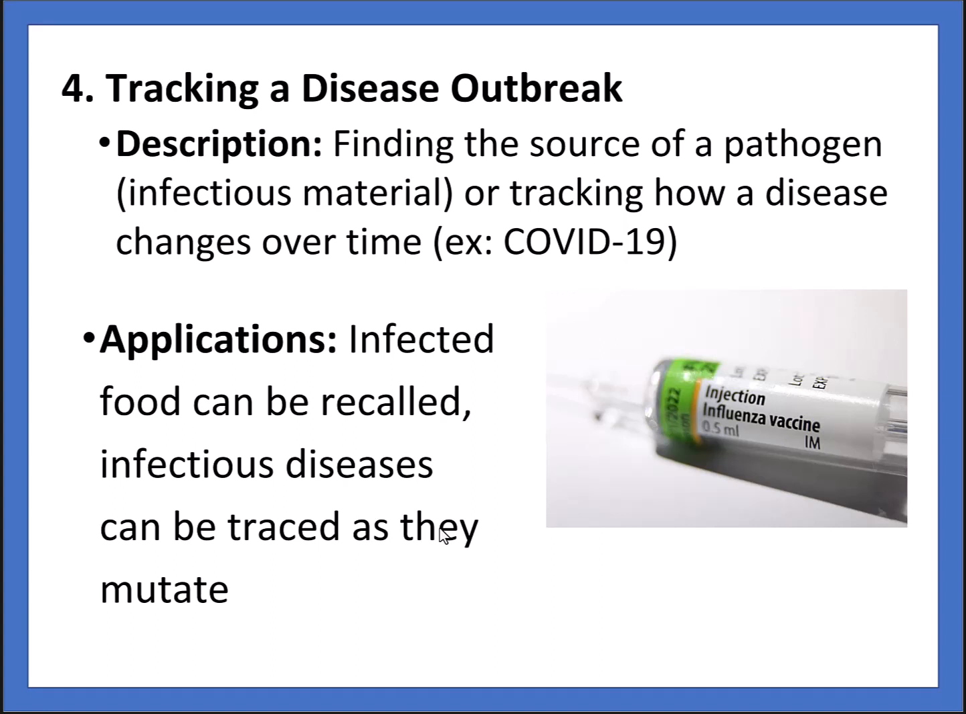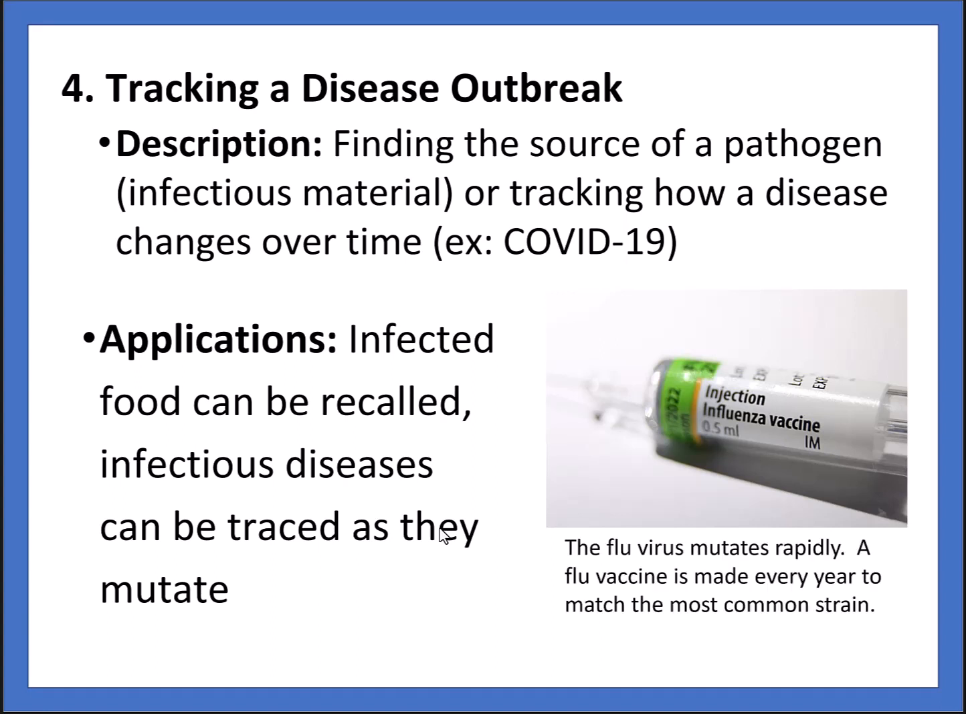So is it bacterial? Is it viral? And then therefore, how can we inform the population about what has happened to their food? Also, infectious diseases can be traced as they mutate. Obviously, we got to see this during the pandemic as the COVID-19 virus was mutating throughout the extent of the pandemic, and the CDC was monitoring the different strains as it mutated through DNA analysis.